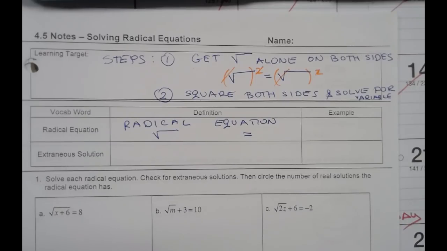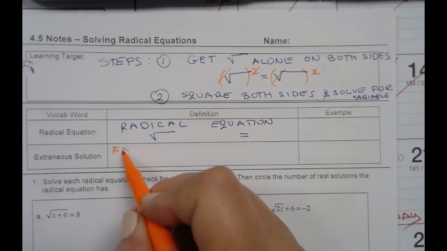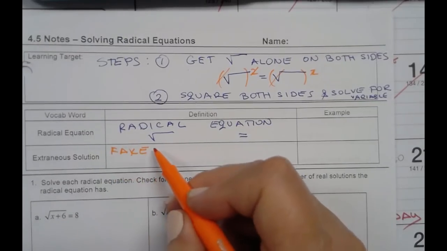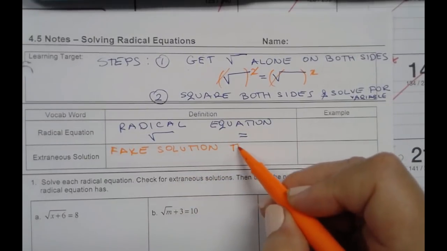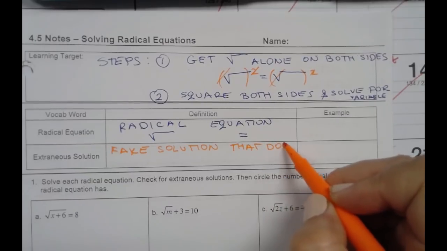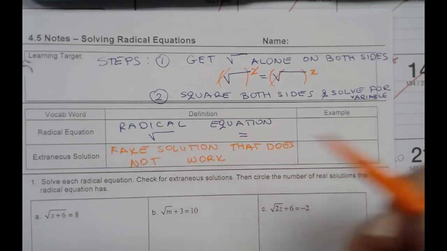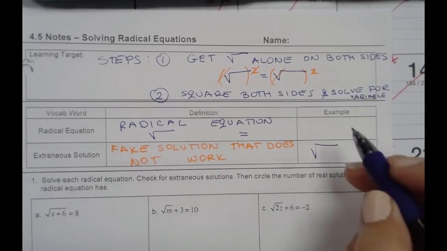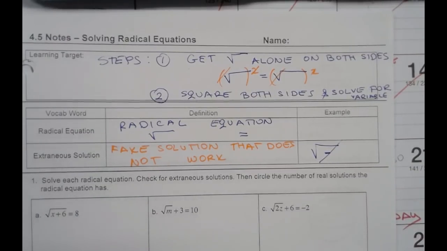Okay. Extraneous solution, that's a new term you're going to learn today. An extraneous solution is what we call a fake solution that does not work. So for example, if I get a solution that results in a negative square root, this is not possible. We're not able to solve negative radicals. So this would be no solution in this case.